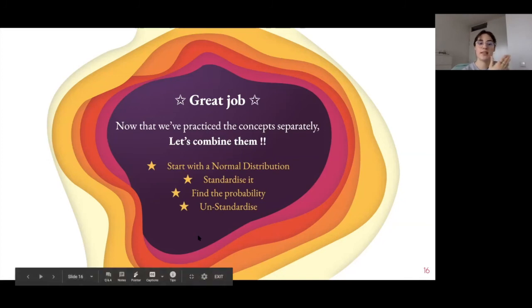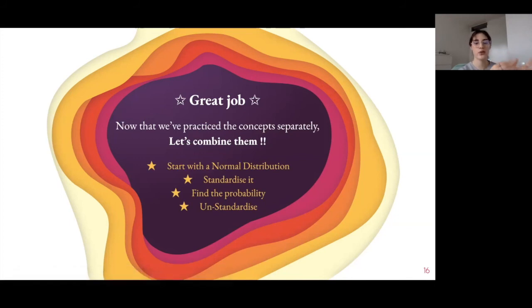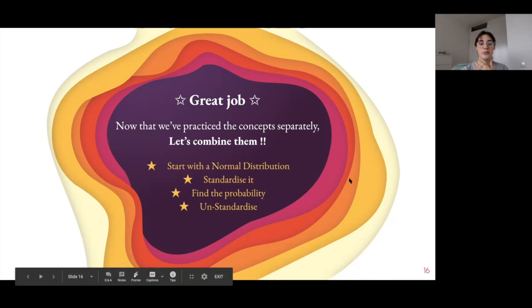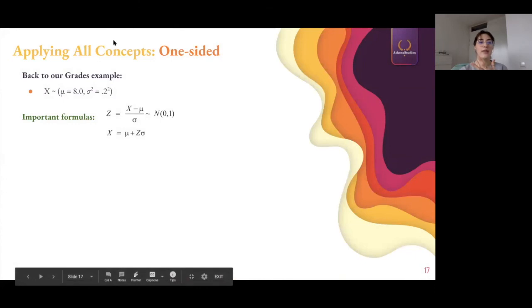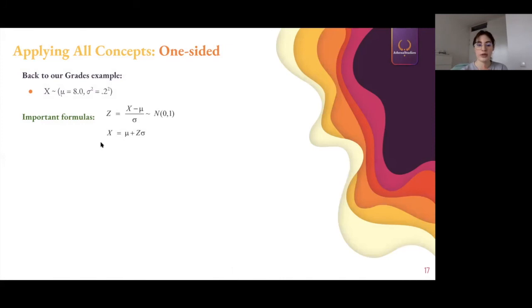So now that we've practiced the standardizing, and also the probabilities of the standard normal distribution, just with z-scores, let's combine them together. We're going to start with a normal distribution, then standardize it, find the probability, and then unstandardize. So this first one, we're just going to talk about a one-sided probability, or just with one z-score. So we're going to go back to our grades example. So x has a mu of 8.0 and a standard deviation of 0.2.